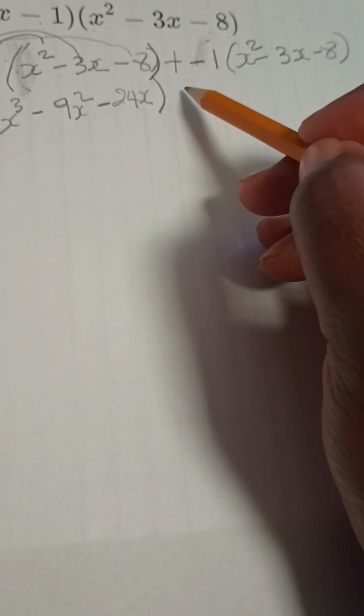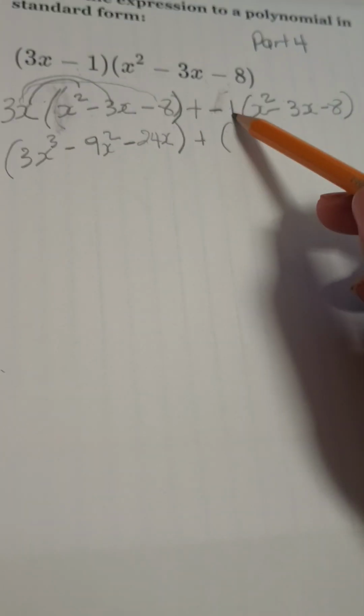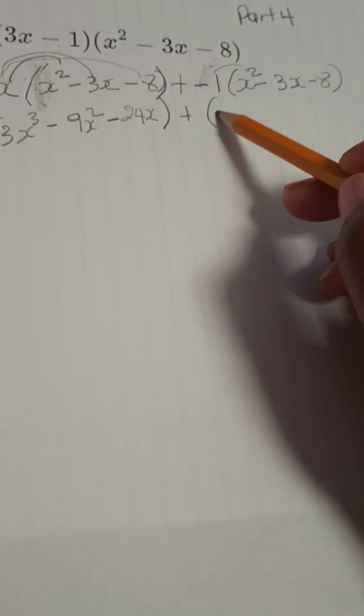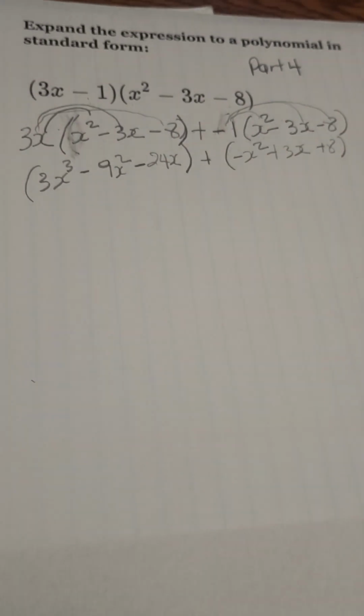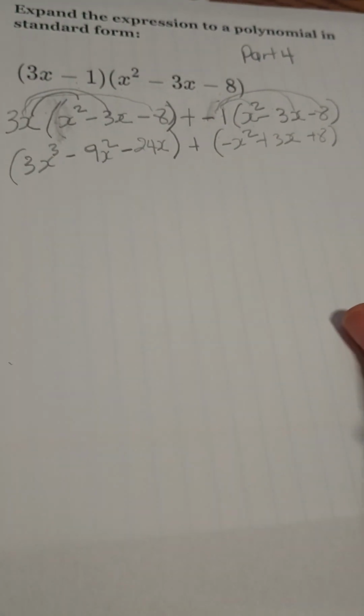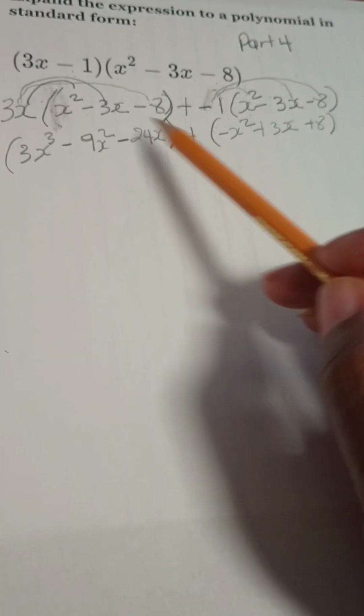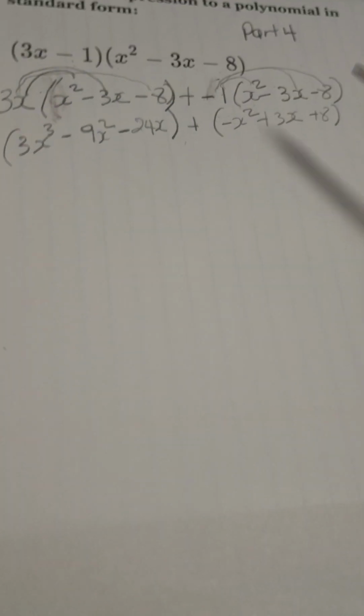So I'm going to have my plus, and again, my parentheses. I have my -1 times my x squared, which gives me negative x squared. Then my -1 times my -3x gives me a positive 3x. -1 times -8 gives me a positive 8. So now you have an addition. You're going to add these polynomials together.